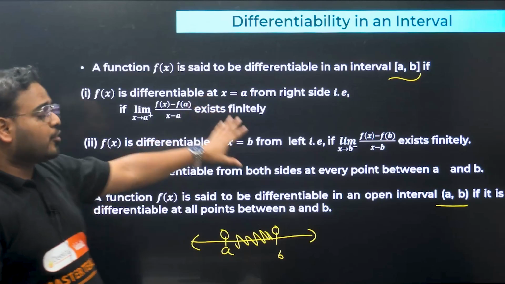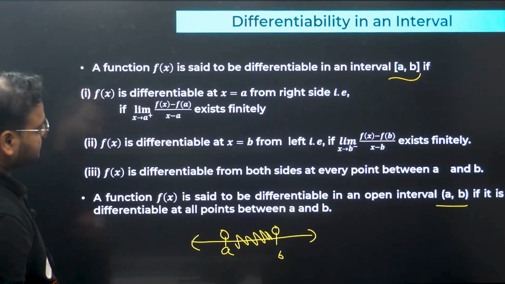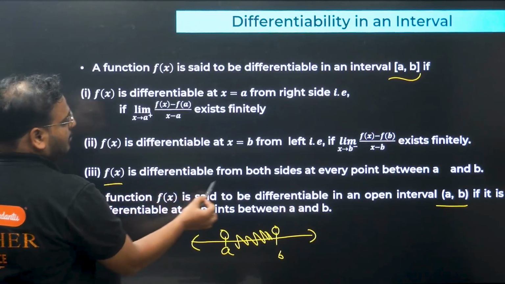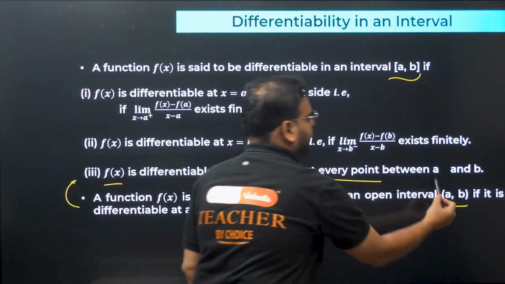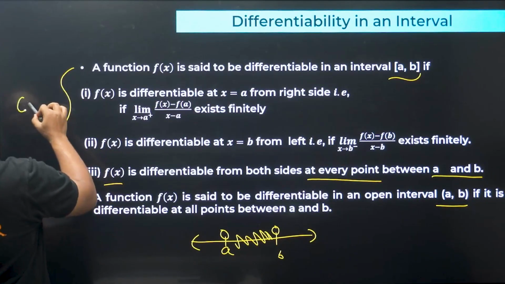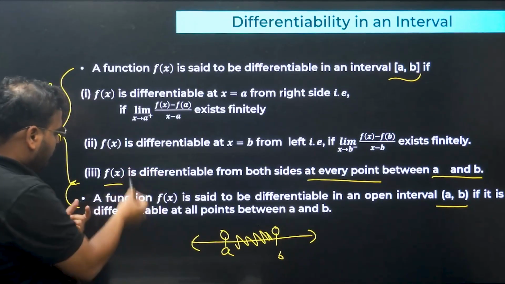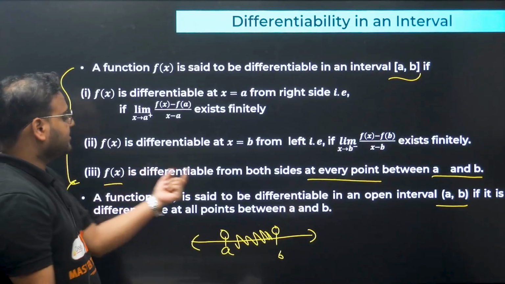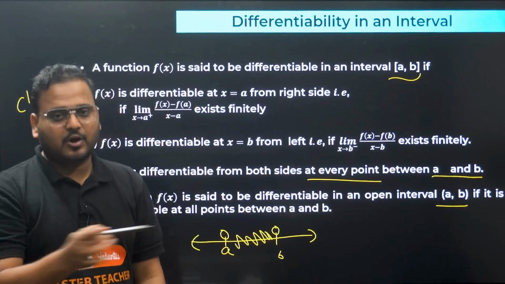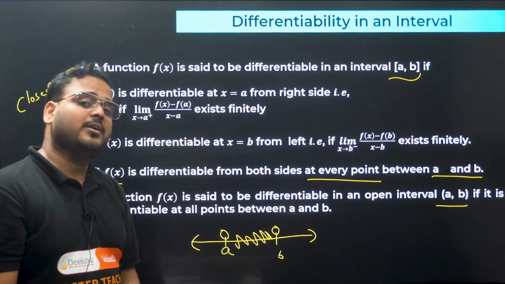Okay. So for the closed interval, things will change. For the closed interval, of course, this should be there. Please check. This is the same thing, right? f(x) is differentiable from both sides at every point between A and B. So the first 3 points are for the closed interval. Okay. So in the closed interval, this point, of course, is a common point. It means f(x) is differentiable at every point from both sides for all the points between A and B. That is clear. Now what happens at the point A and at the point B?